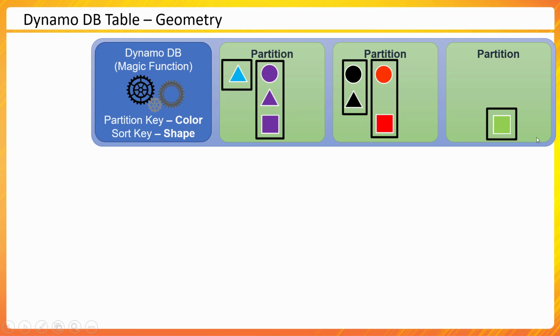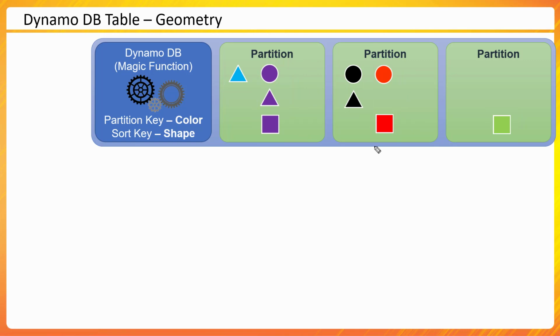Now, there are chances that I may have multiple items of the same color like here. And these items are now sorted based on shape. So circle first, then triangle, then square; circle first, then triangle, and then square. Just an example, right? Hope you are getting the idea. So this is how my sort key is being used to store these items.